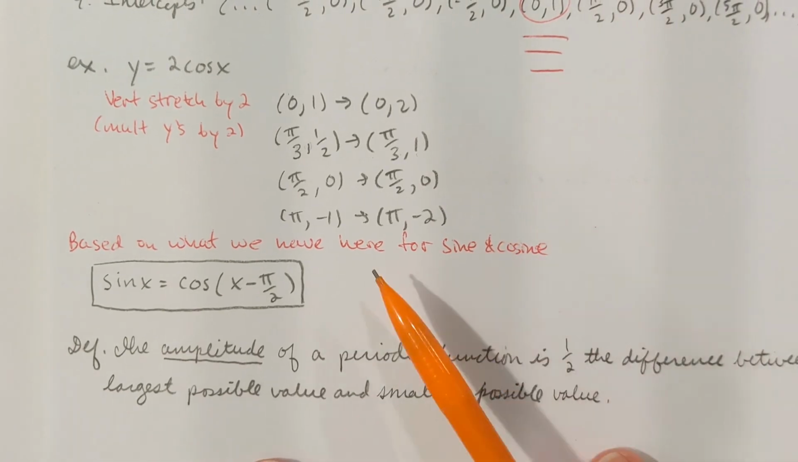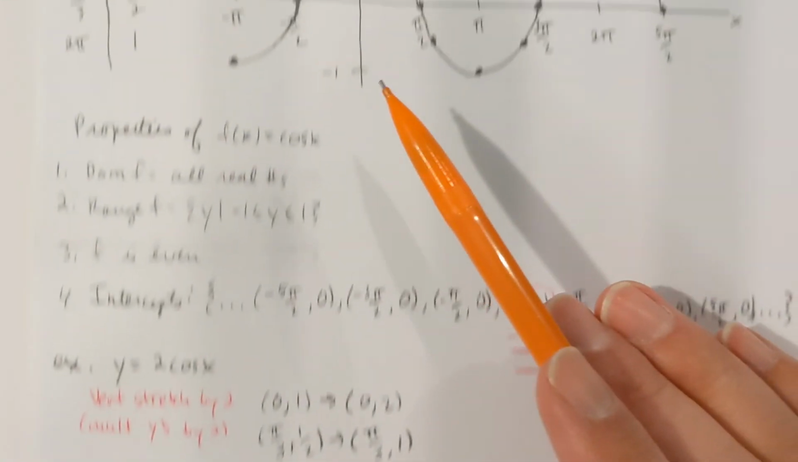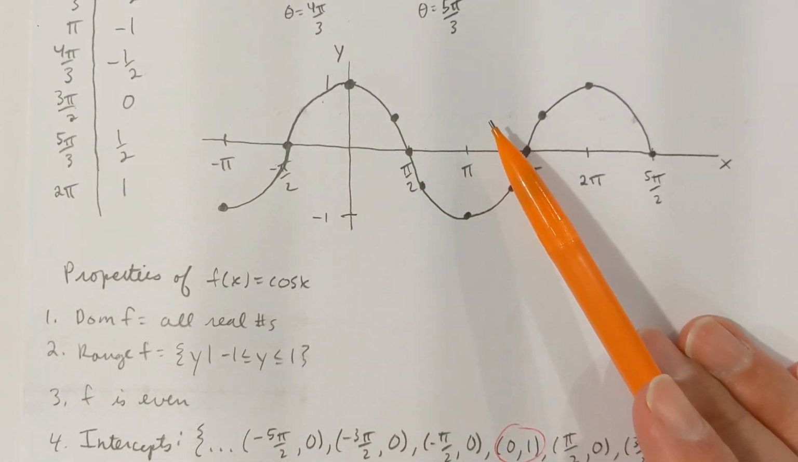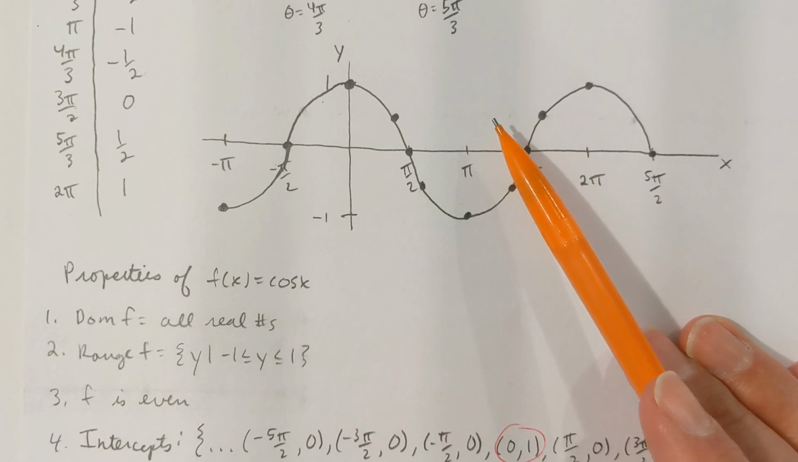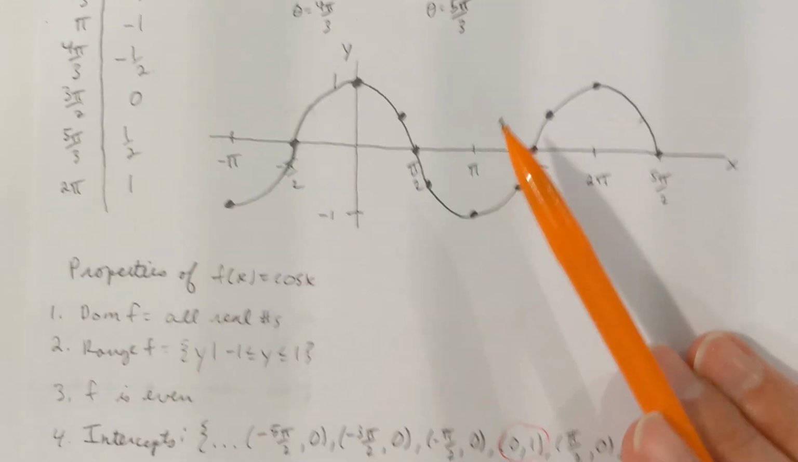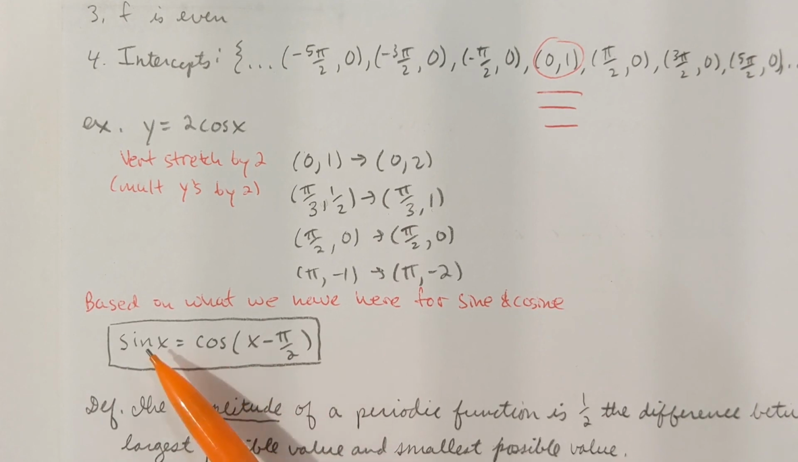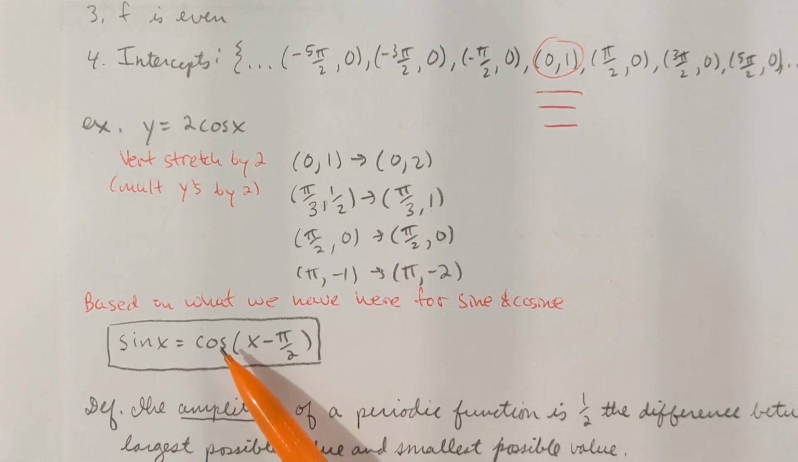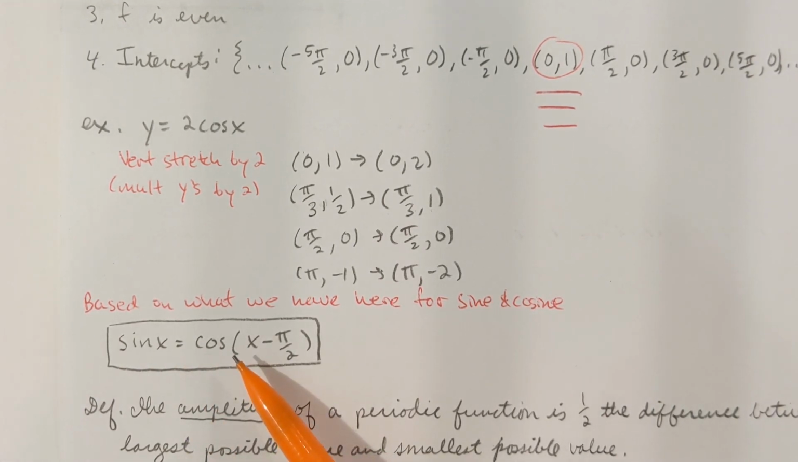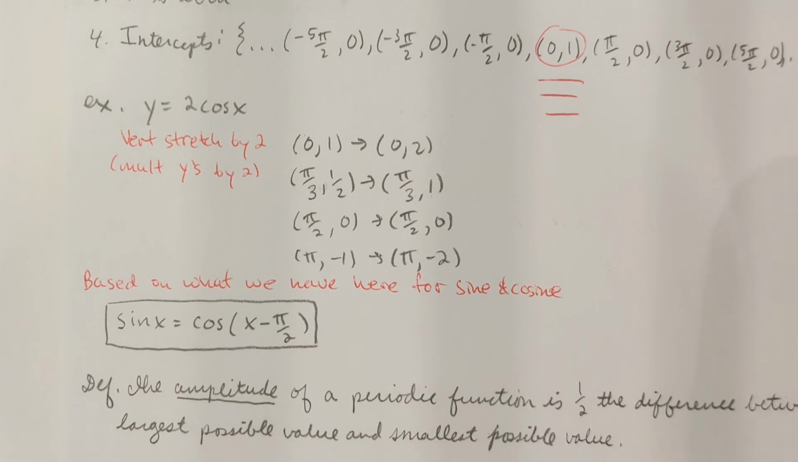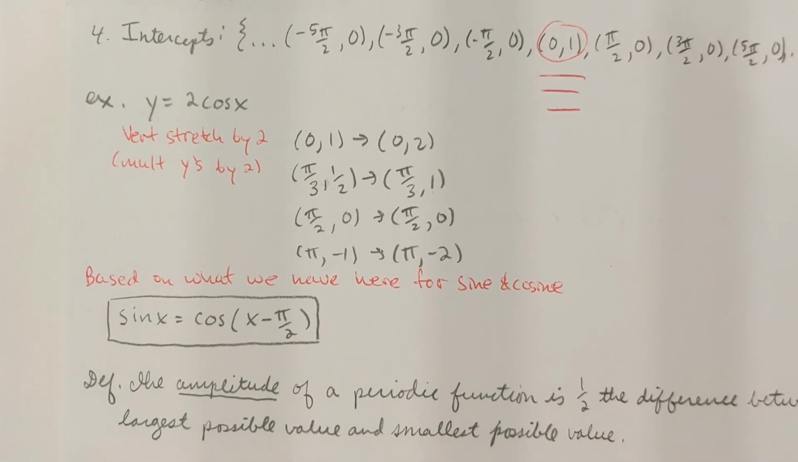Now, based on what we see here with the sine and cosine curves, with the cosine curve, if you were to shift this graph to the right pi over 2 units, you would have exactly the same curve as the sine curve. So one way to look at how the sine curve is formed is sine x is the same as cosine of x minus pi over 2. You're shifting the cosine curve to the right pi over 2 radians. Okay, and I'm going to stop right there.